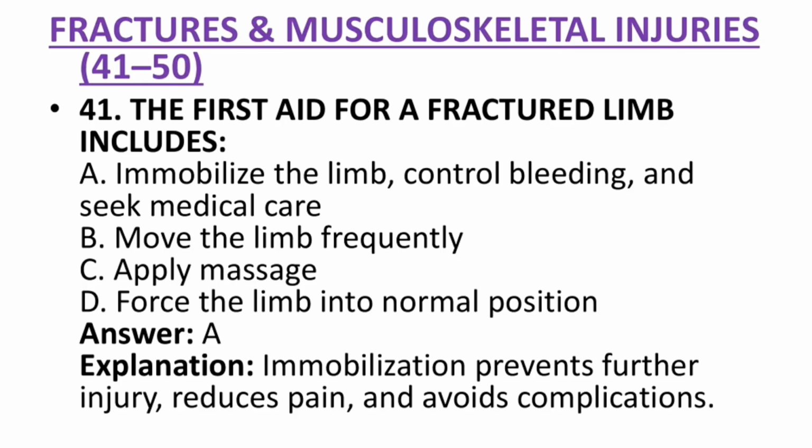The first aid for a fractured limb includes option A immobilize the limb, control bleeding and seek medical care. Option B move the limb frequently. Option C apply massage. Option D force the limb into normal position. The correct answer is option A. Immobilization prevents further injury, reduces pain and avoids complications.